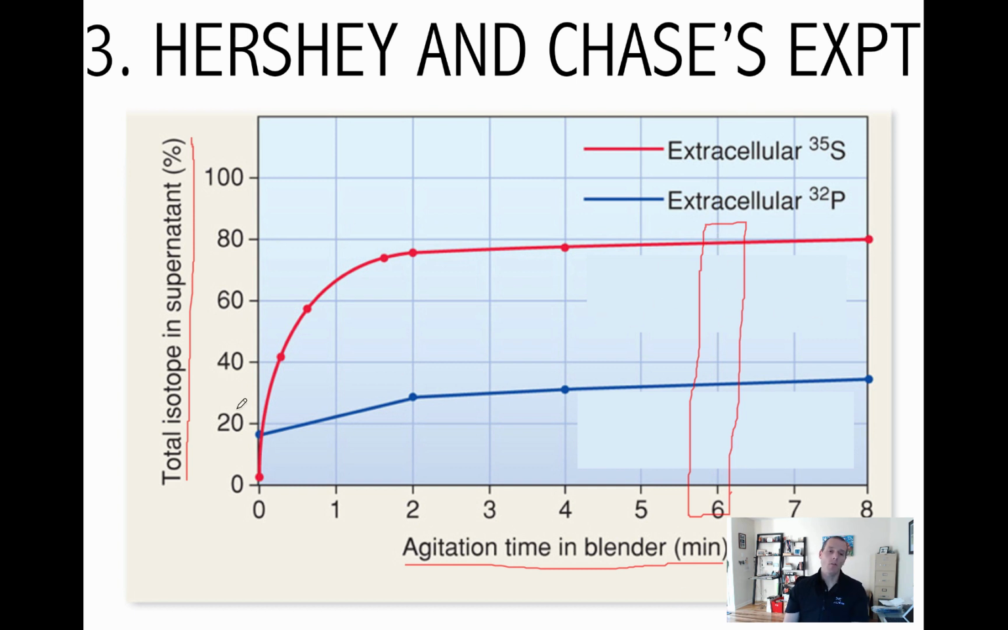And so ask yourself, what do these two lines show? You can just think about this point here. And that point there is the red line, extracellular 35S. So red is how much 35 sulfur was in the supernatant, and blue is how much 32 phosphorus was in the supernatant. So take a look at the graph for a moment. Pause the video if you have to. I've got a few questions that we'll talk about in a moment.